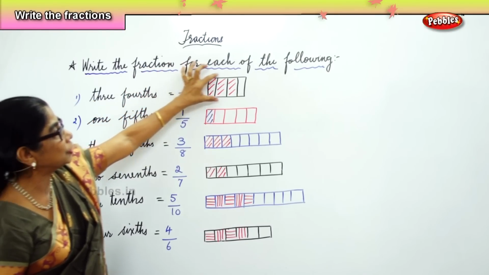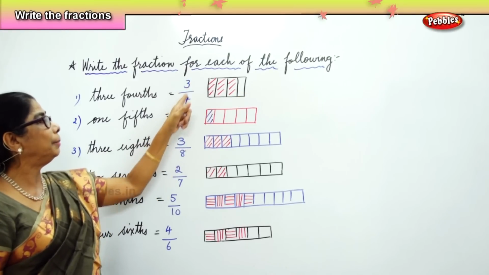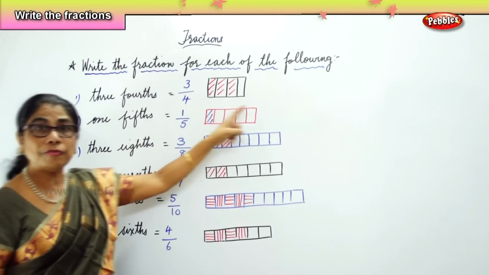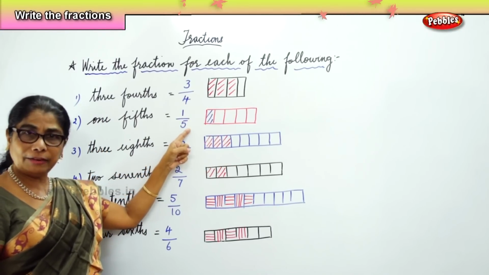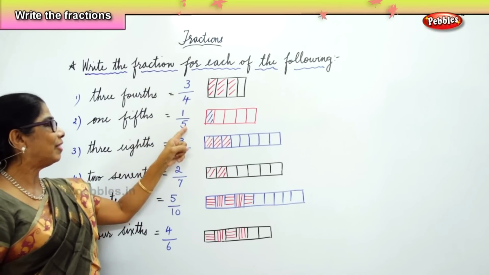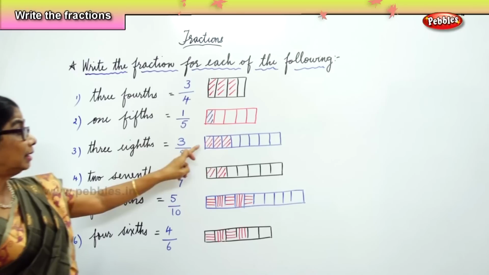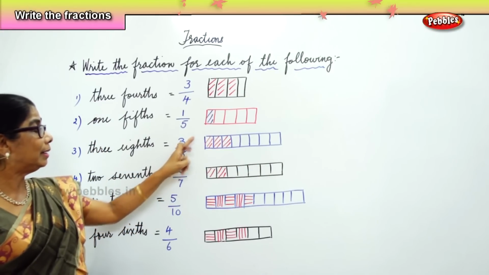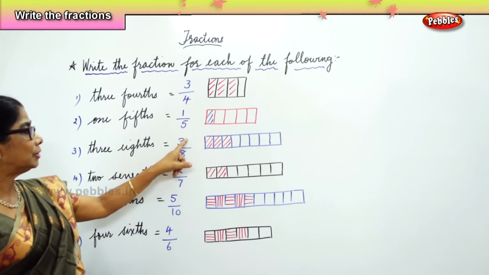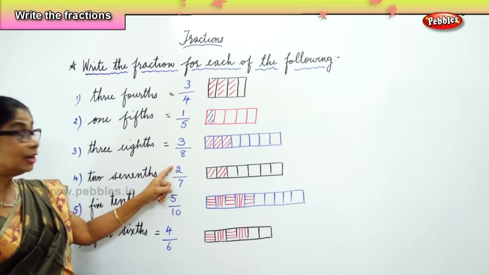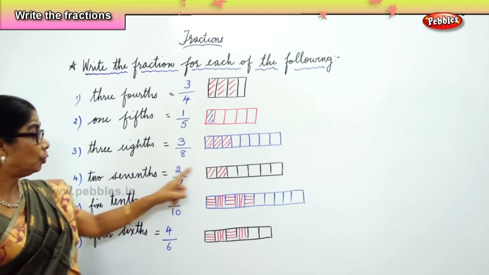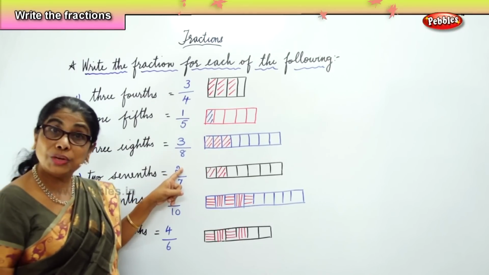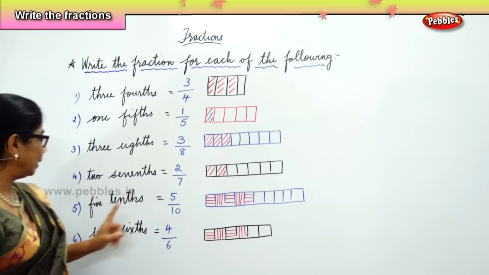3/4: 3 parts shaded, total number of parts 4, 3 by 4, 3 numerator, 4 denominator. 1/5: 1 part out of 5 parts, 1 by 5, that is 1 numerator and 5 denominator. 3/8: 3 parts out of 8 portions. So 3 is the numerator, that's the shaded one. It is divided into 8 parts. 3/8. 2/7: 2 out of 7 parts. 2 portions are shaded. We have divided that into 7. 2 by 7. 2 is the numerator and 7 is the denominator.